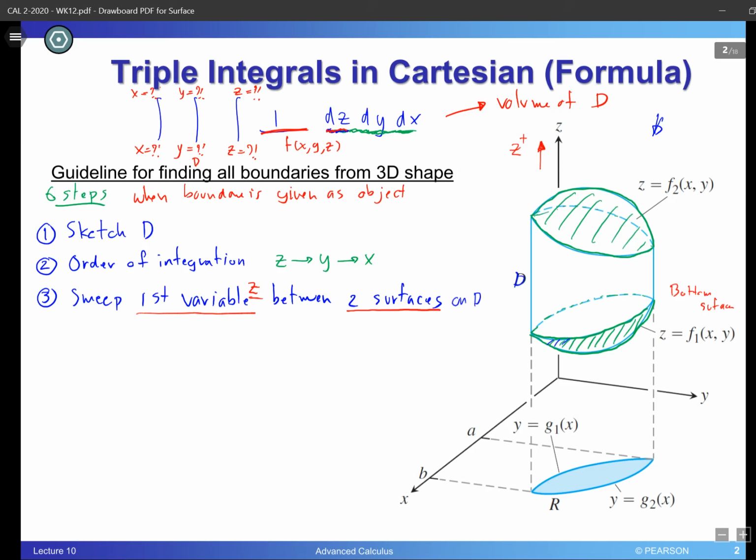Alright. So we are going to sweep the first variable between 2 surfaces, and it's going to go in this direction, plus z. So it's going to be something like this. From the lower surface to the top surface, all the way through. Okay, so there you go. With this illustration, you can see the boundaries for the z variable. This is going to be the lower bound.